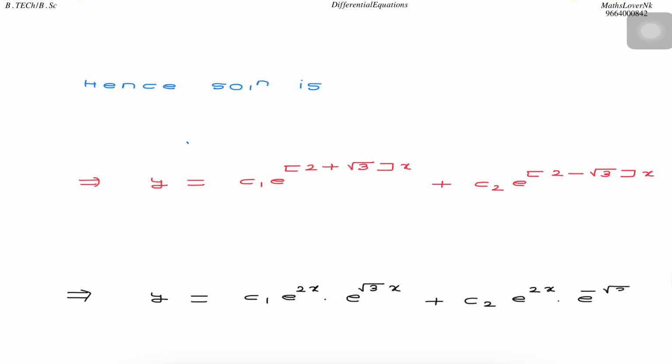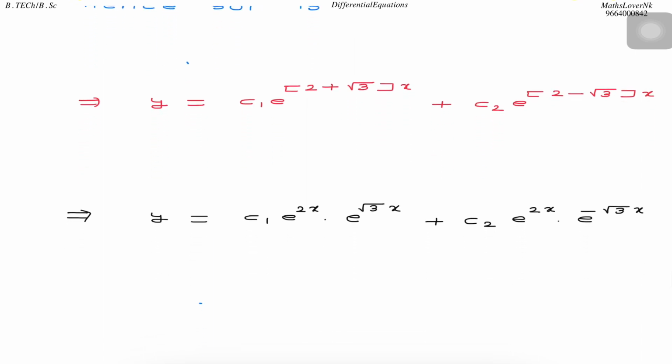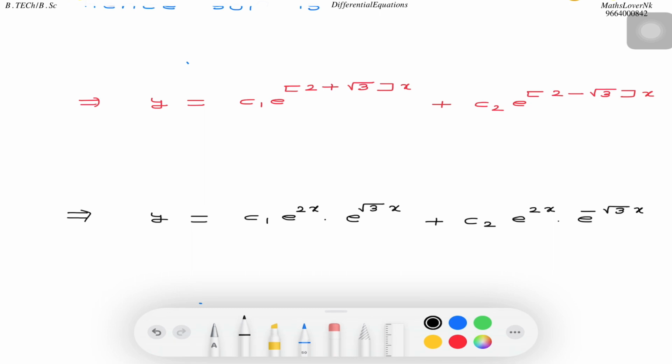Now we take out the common e the power 2x, then we get y is equal to e the power 2x times c1 e the power root 3x plus c2 e the power minus root 3x. This is your solution.